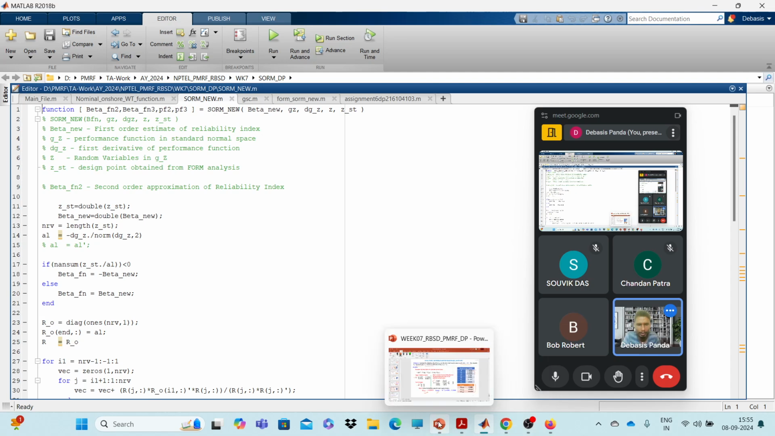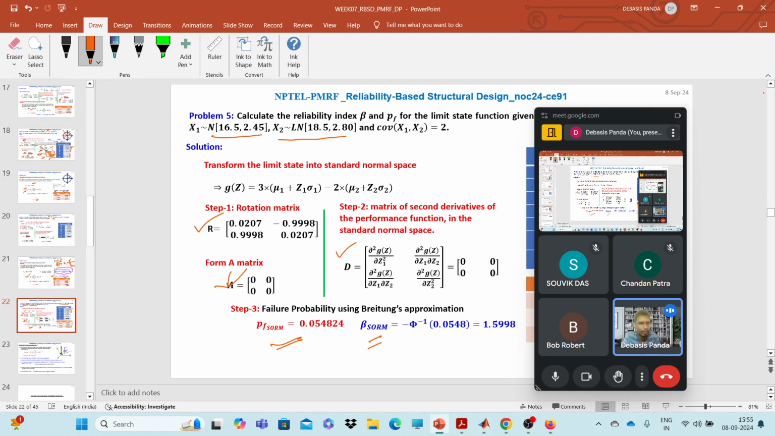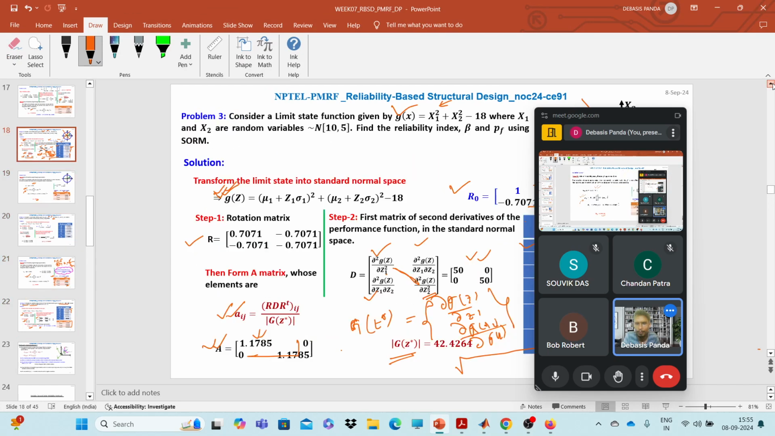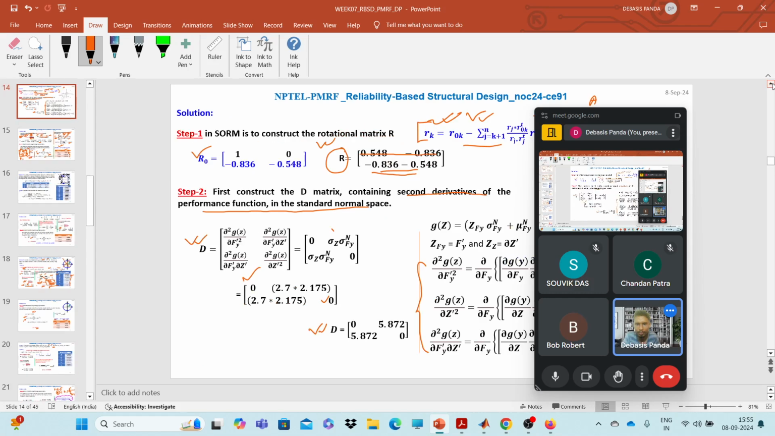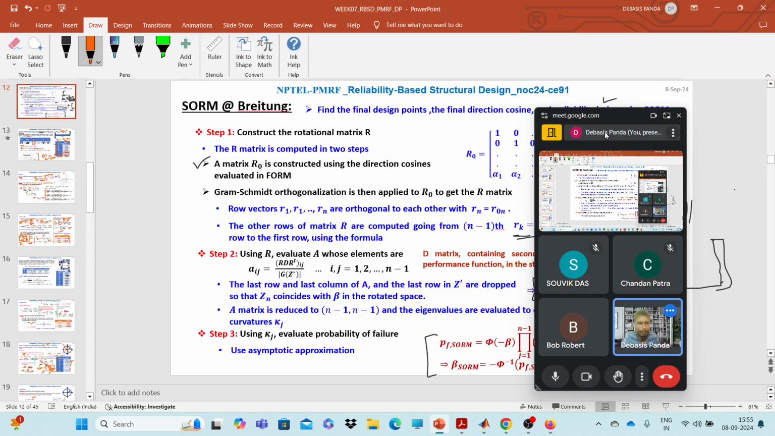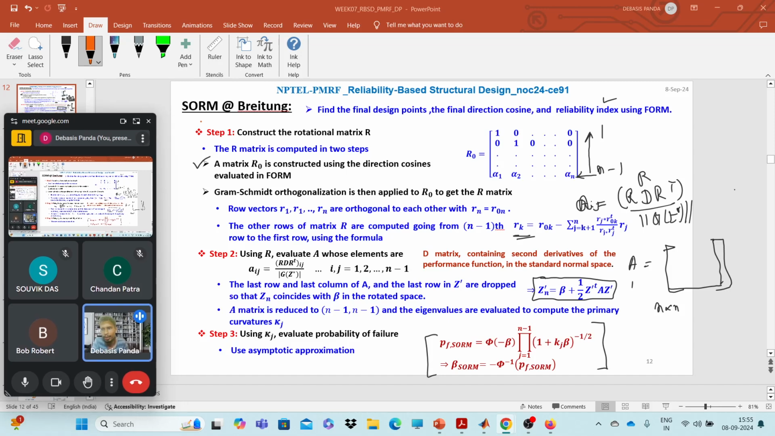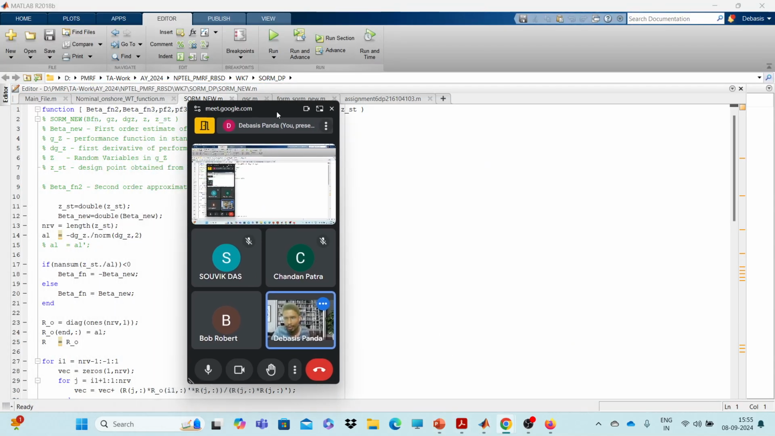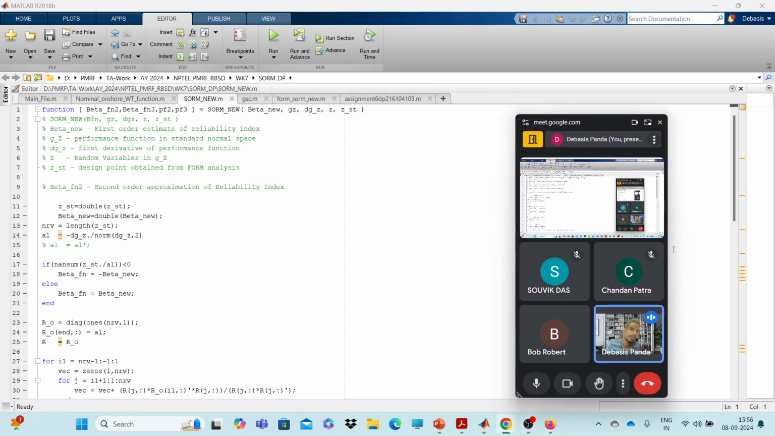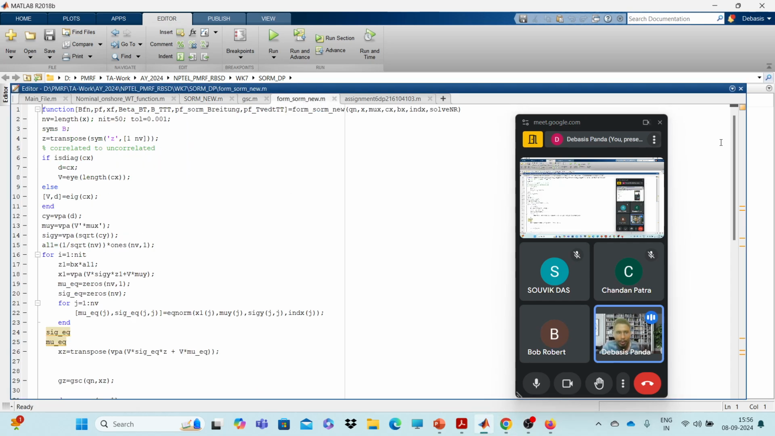So recall what the Breitung algorithm was. Let's go to that Breitung algorithm first. Yeah, so this is the actual algorithm. Before getting into the second order calculations, we need to first run the problem using the first order reliability method, right? So let's see. We need to provide the beta, final design points, and the final direction cosine. So first, we need to solve the Rackwitz algorithm.